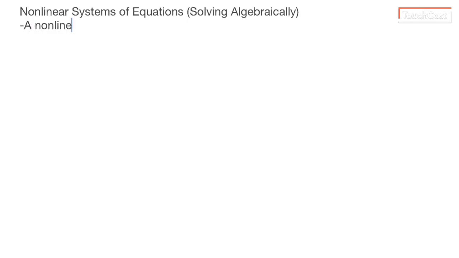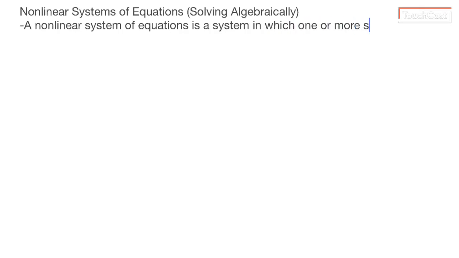A nonlinear system of equations is a system in which one or more equation is not linear. So that's actually a correction to the note sheet you have.